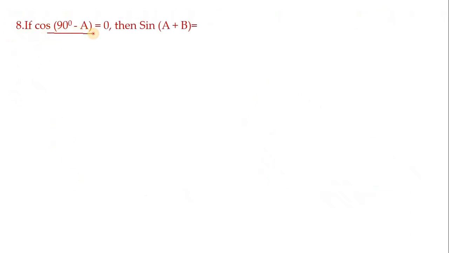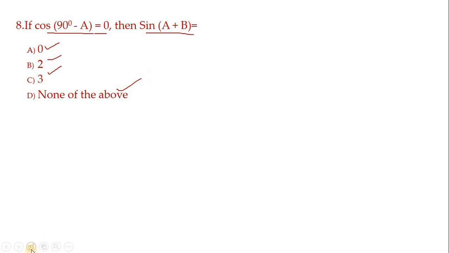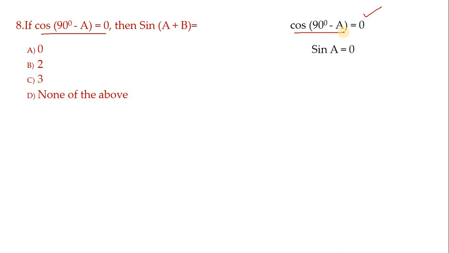If cos of 90 degree minus A equals 0, then sin of A plus B equals, options are 0, 2, 3, none of the above. So first let us go through the given condition. They said that cos of 90 degree minus A equals 0. So it is the complementary angles formula. So cos of 90 degree minus A, we can write as sin A. So if sin A equals 0, for what angle is the value of sin 0? That is 0 degree. Hence the A value will become 0 degree.